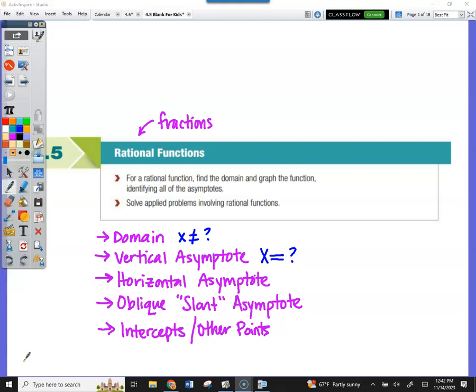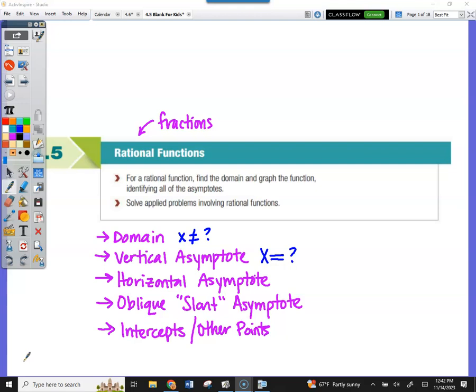I know your guided notes don't actually have this slide. This is me saying to you, we're going to talk about domain. We're going to talk about vertical asymptotes, horizontal asymptotes, slant asymptotes, and finding the intercepts and other points. That is the entire lesson. Okay? Everything we're going to do to find this is stuff you already know how to do. Now I'm just showing you how to use it.